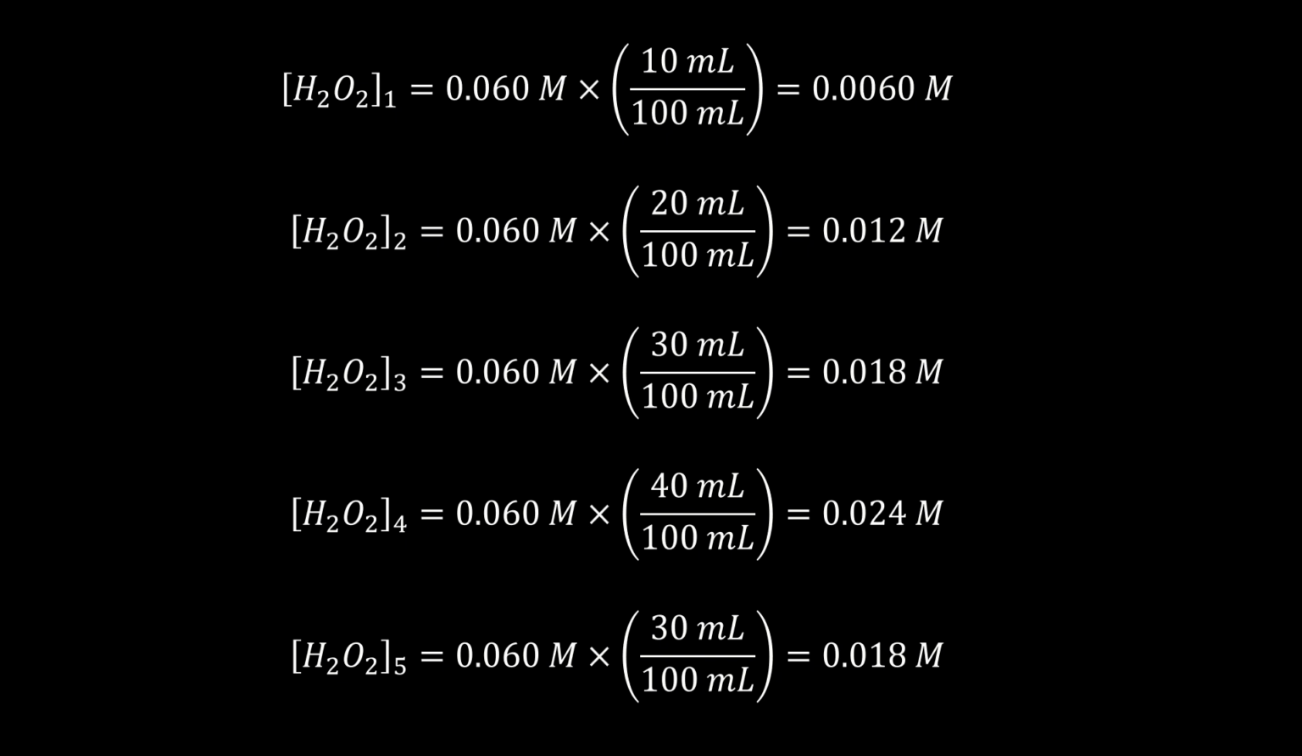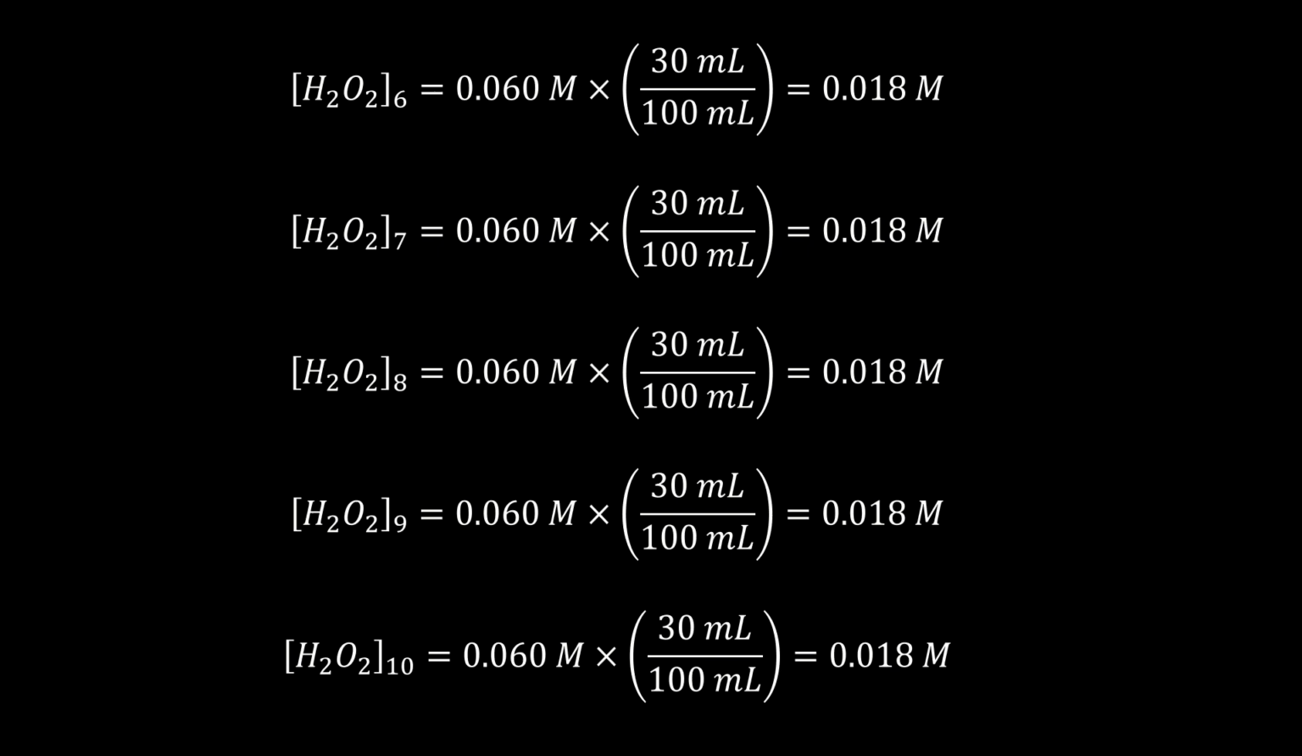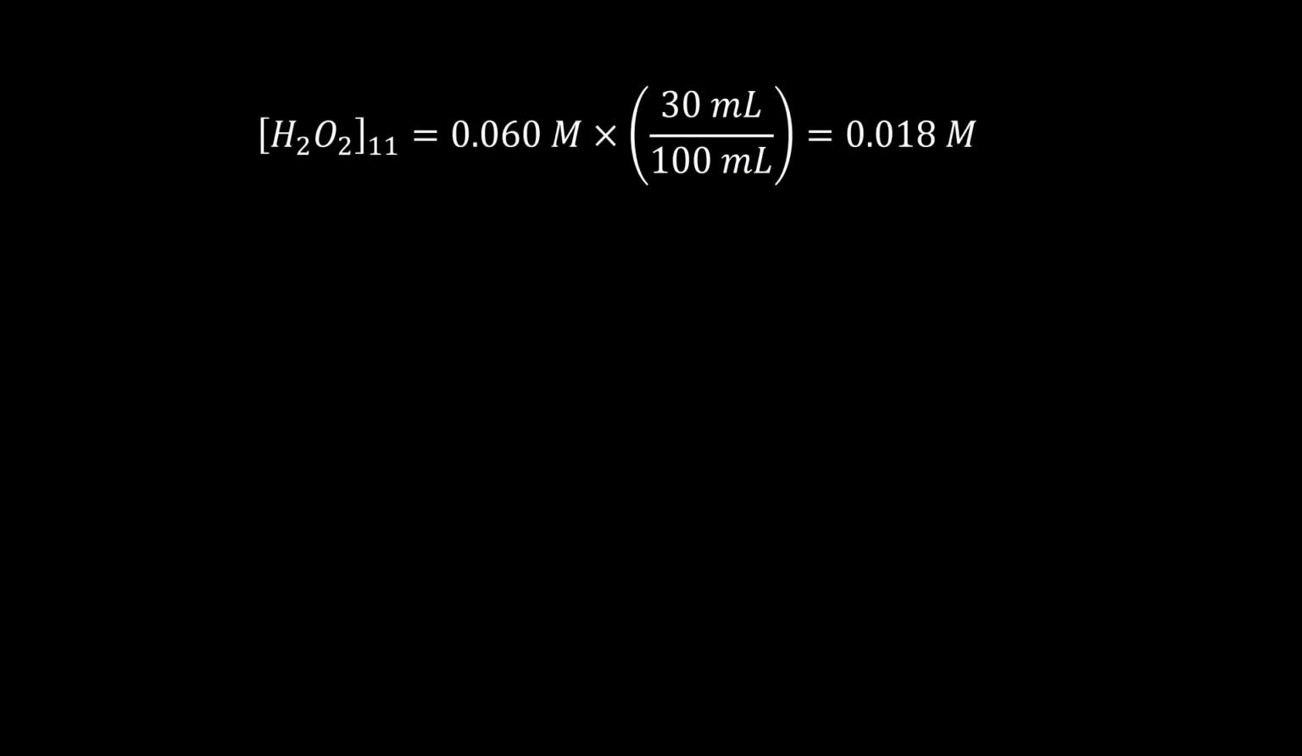For trial 2, we would be using 20 milliliters instead of 10, so that ends up becoming 0.012 molar. For every trial where we use 30 milliliters of hydrogen peroxide, the initial concentration of hydrogen peroxide is 0.018 molar, and when the amount is 40 milliliters, that ends up being 0.024 molar. And for most of our trials, we're using 30 milliliters, so you'll see that the initial concentration ends up being the same for much of our experiment.